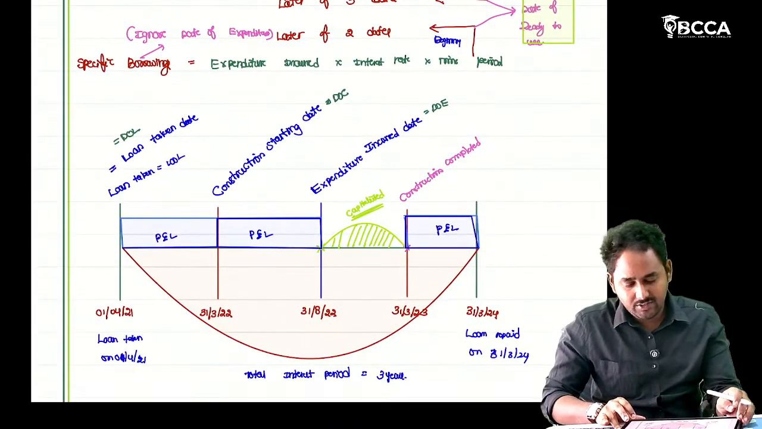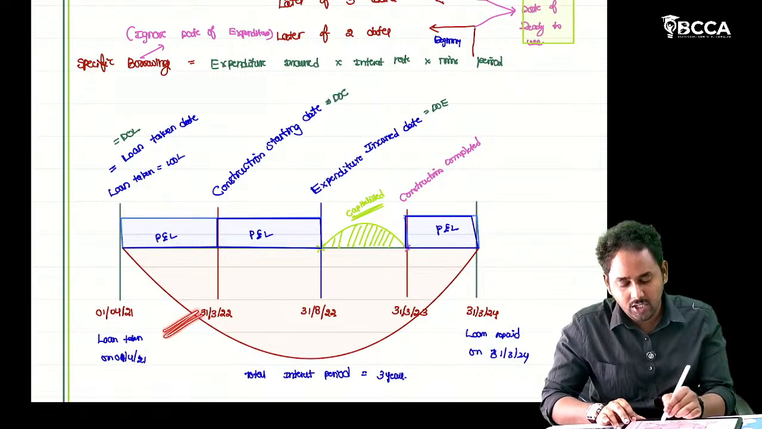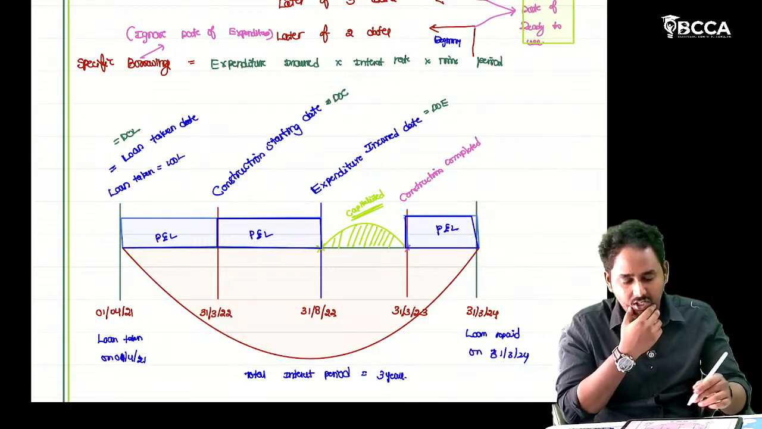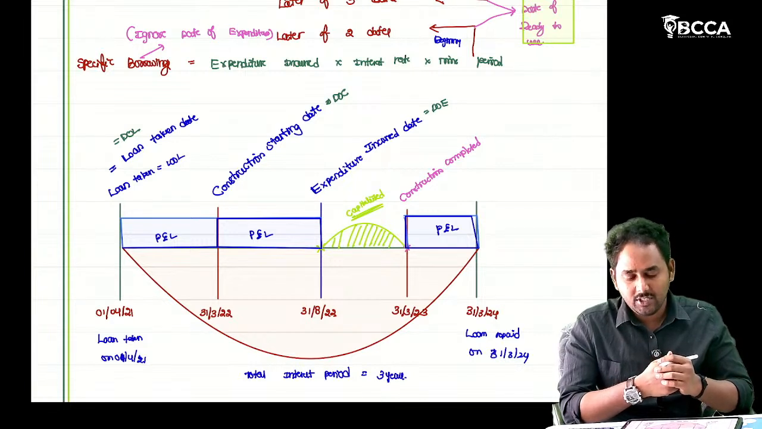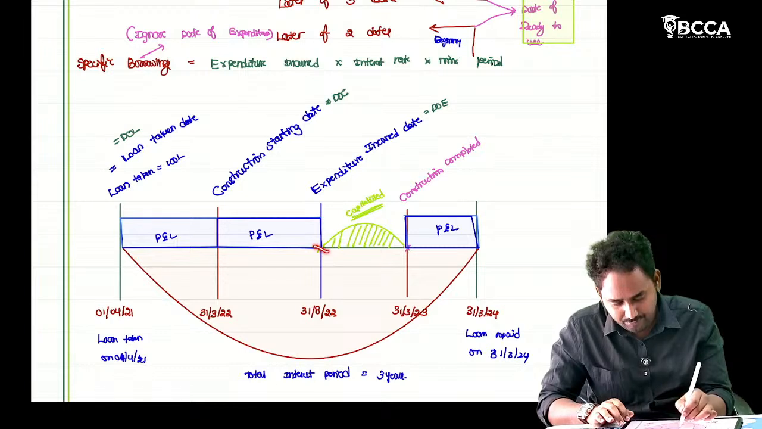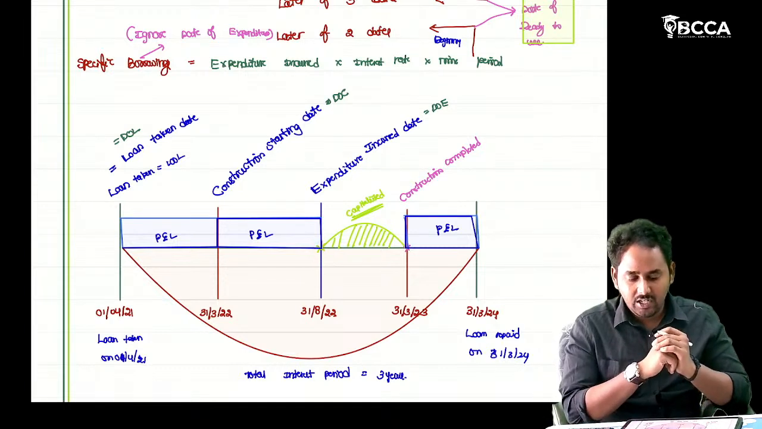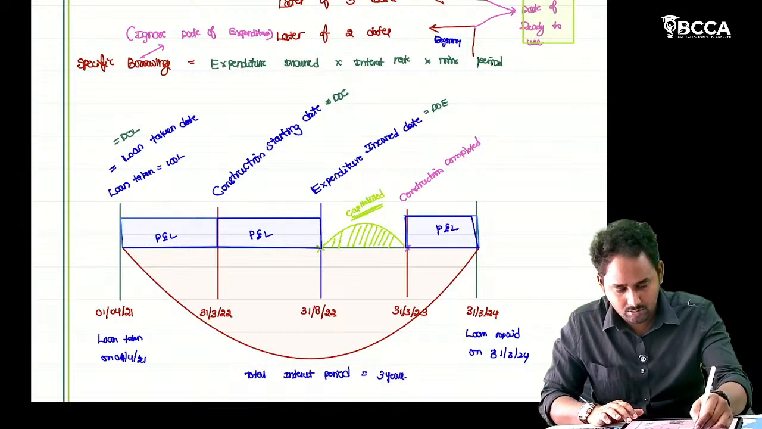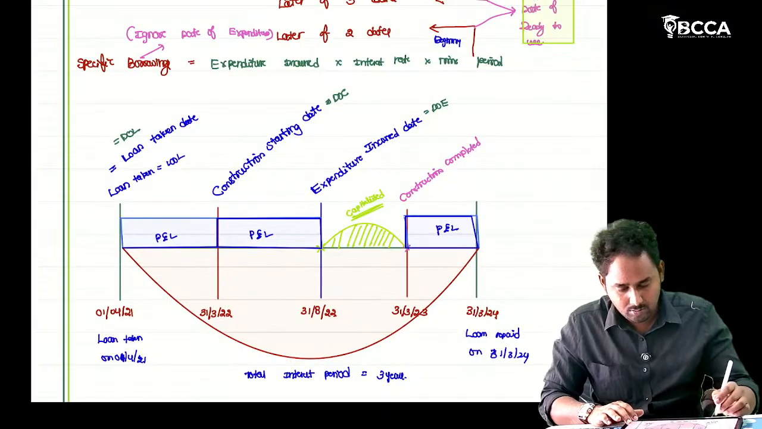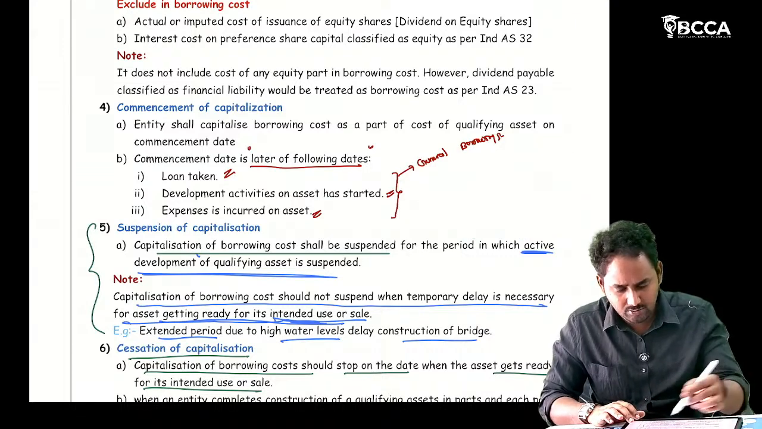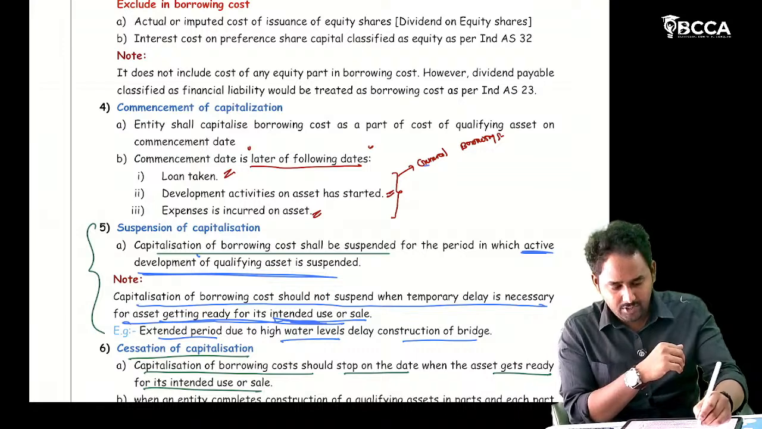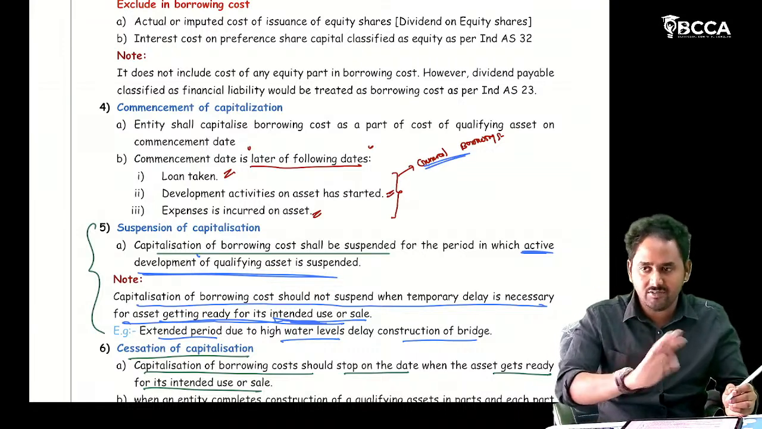So what is the latter of three dates? 1/4/21 date of taking of loan, date of commencement of activity 31st/3/22, 31st August 2022 is the date of expenditure. The capitalization of the interest starts from the latter of three dates. For specific borrowings also the date is the same. When should we start the capitalization of the interest? Latter of three dates.